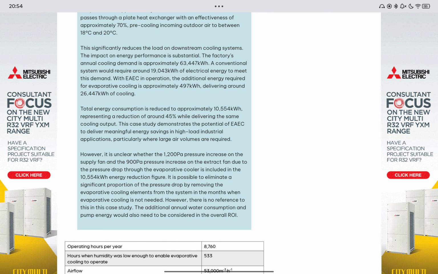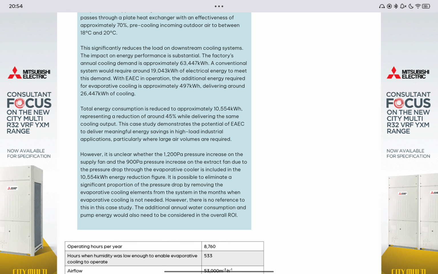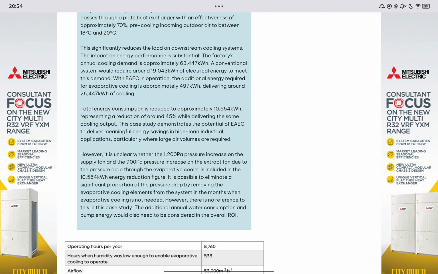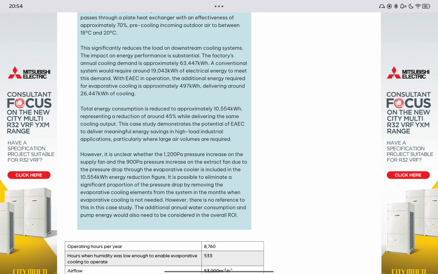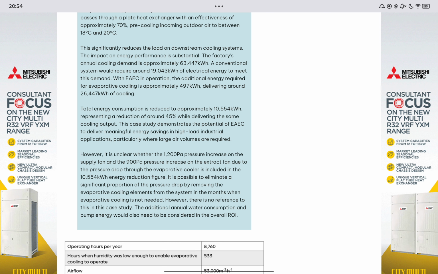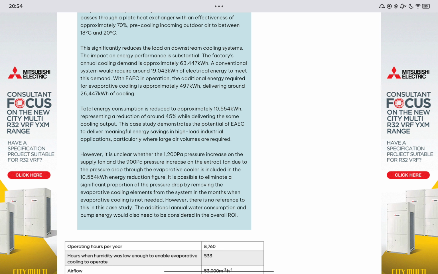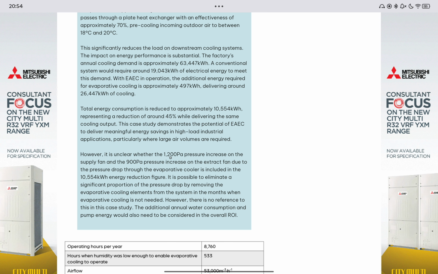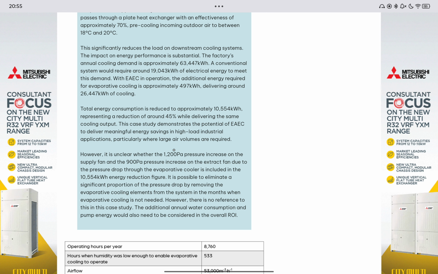The impact on energy performance is substantial. The factory's annual cooling demand is approximately 63,447 kilowatt hours. A conventional system would require around 19,043 kilowatt hours of electrical energy to meet this demand. With EAEC in operation, the additional energy required for evaporative cooling is approximately 497 kilowatt hours, delivering around 26,447 kilowatt hours of cooling. Total energy consumption is reduced to approximately 10,554 kilowatt hours, representing a reduction of around 45%, while delivering the same cooling output.